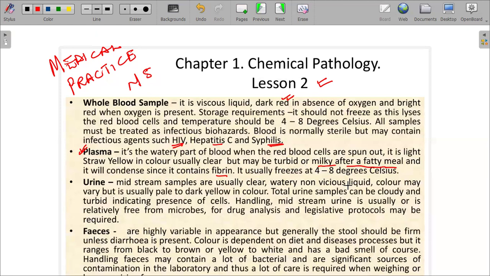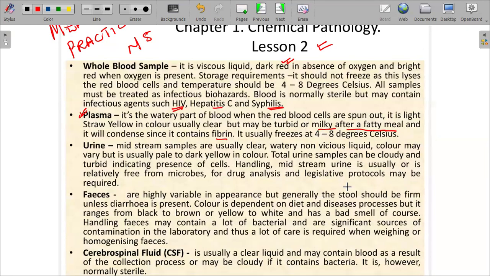Urine. We are talking about chemical pathology class, don't forget it. Urine, it is the midstream samples which are usually clear. Midstream is the urine that is collected after a first amount of urine has been released, in between the urination process. We call that a midstream sample, and it's usually clear, watery, non-viscous liquid. Color might vary, but is usually pale or dark yellow.